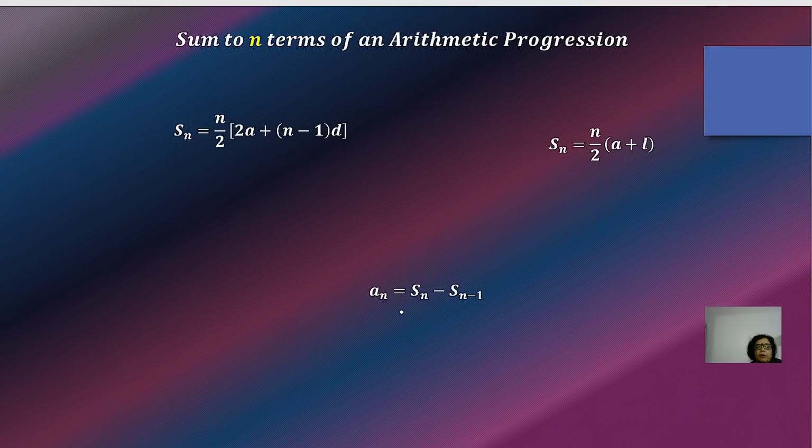The third formula, of course, utilizes the summation values, but it is there to find out the value of any particular term. For example, if we have to find the value of the fifth term, then a5 will be s5 minus s4. That means if you know the summation of 5 terms, from that if you subtract the summation of 4 terms, you will get the fifth term. So let us see how we come to these formulae and how they were brought into existence.